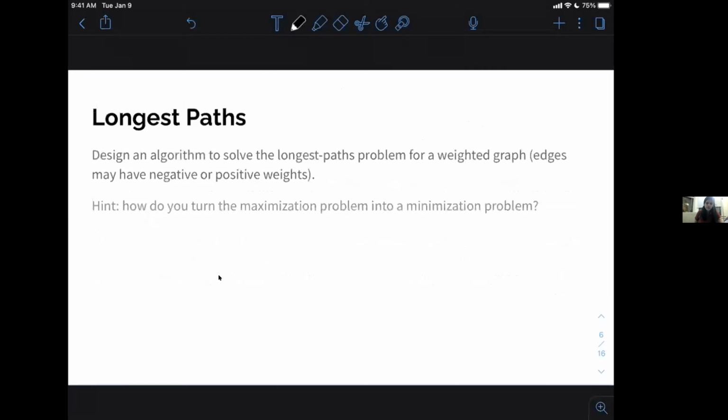So I have like 3 problems to do. Let's start with this one, should be not too bad. We want to design an algorithm to solve the longest paths problem for a weighted graph, and the edges could have negative or positive weights. The longest path problem is like the opposite of the shortest path. You want to find the longest path from a single source S to all other vertices.